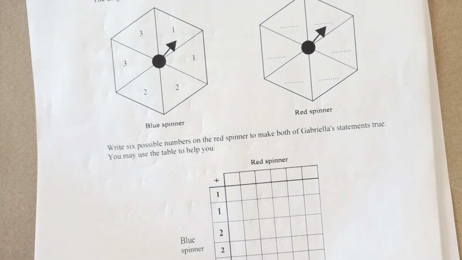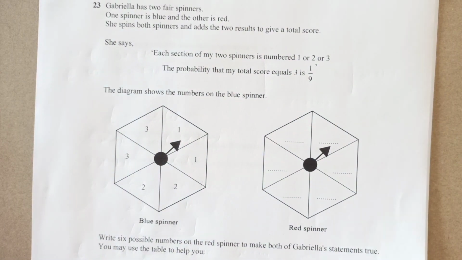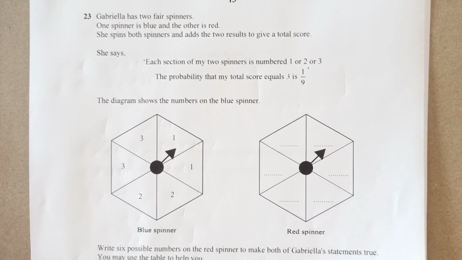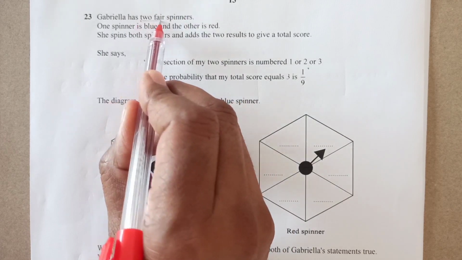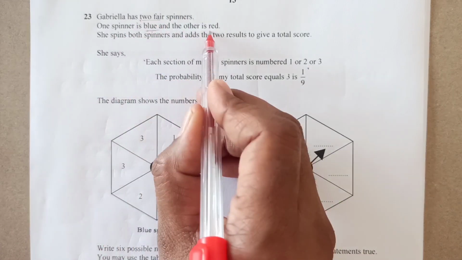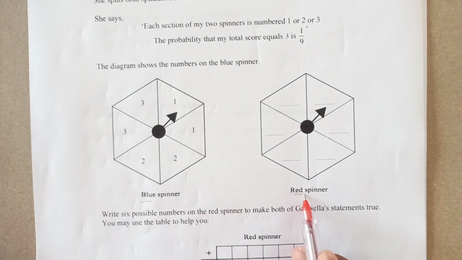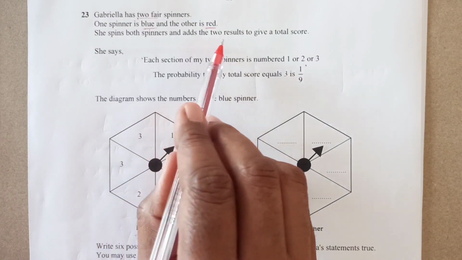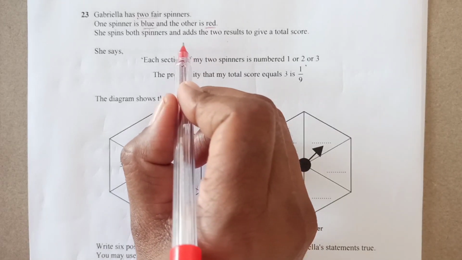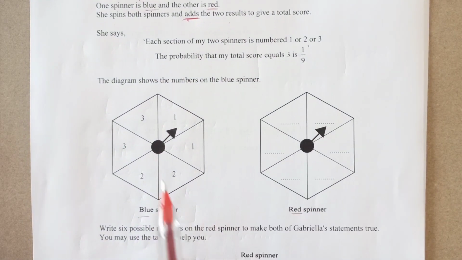Number 23. This is also a different question. Be careful, guys, about the instructions. Gabriela has 2 fair spinners, right? One spinner is blue and another one is red. This is blue and this is red. She spins both spinners and adds the 2 results to give the total score.